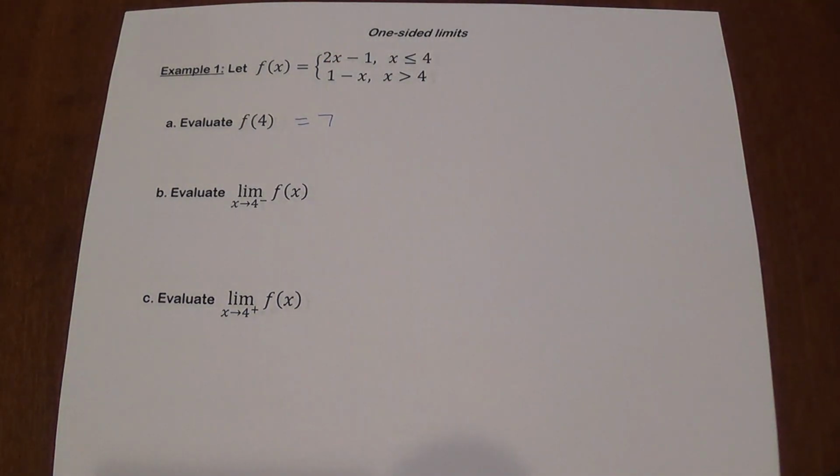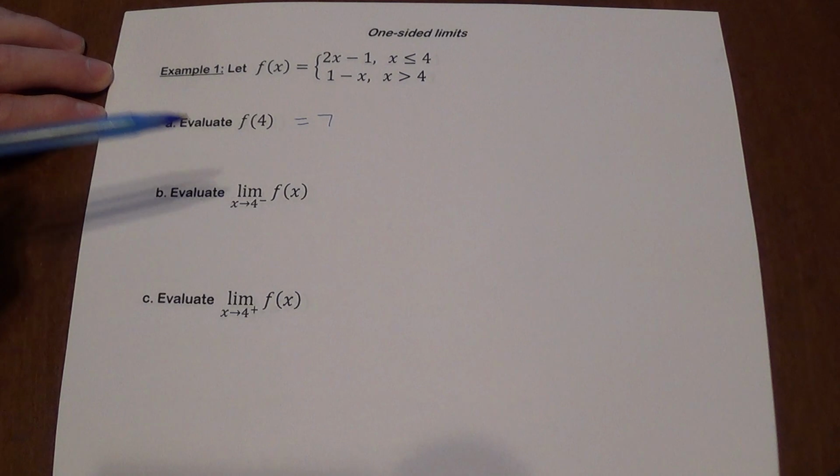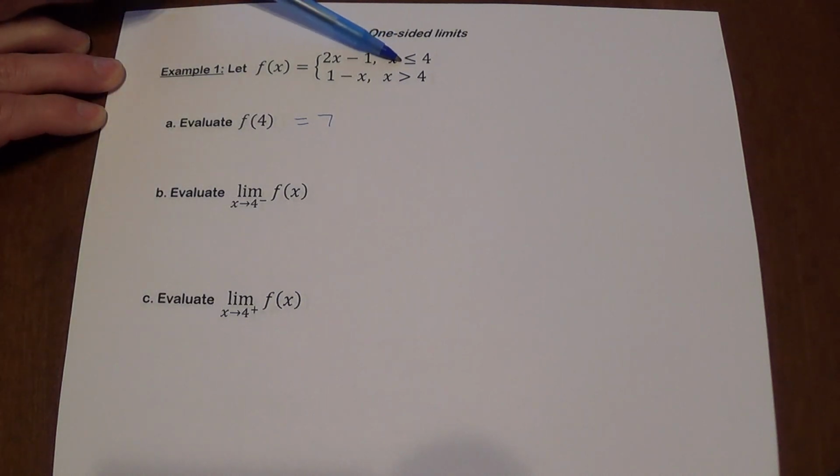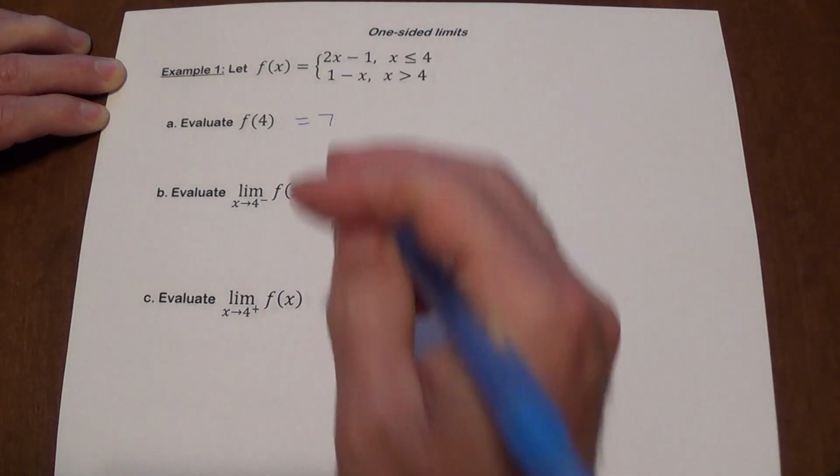But now let's talk about the limit. We're trying to evaluate the limit of the function as x approaches 4 from the left. From the left, we're still going to be with this function here, because less than 4, not equal to 4, but less than 4, is here. Since less than 4 is here, we can use direct substitution, but we have to use this function because the values smaller than 4 are here. So that means we are going to have 7 as well.